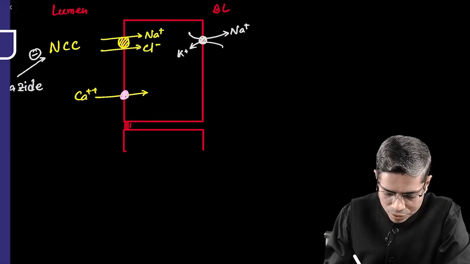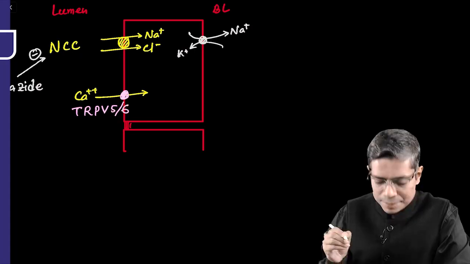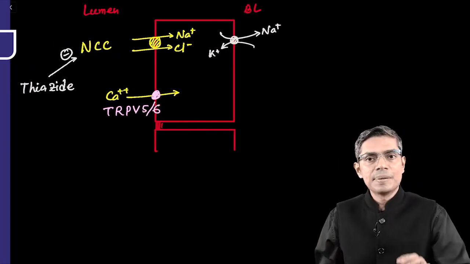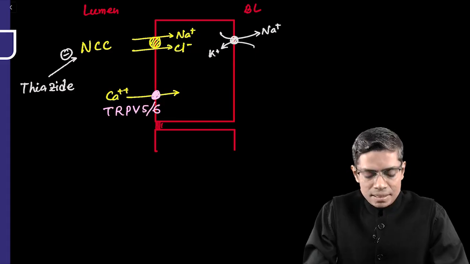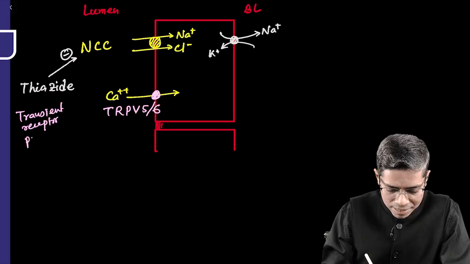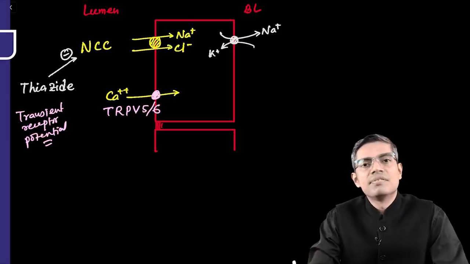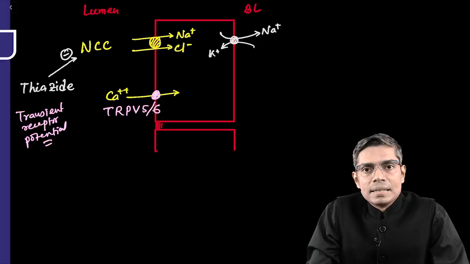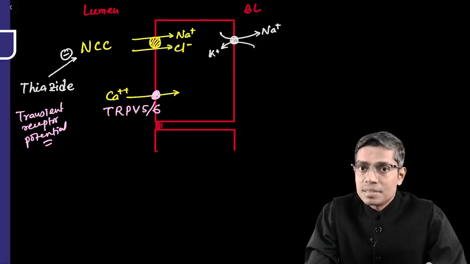Okay, this channel is known as TRPV5 and TRPV type 6. What is this TRPV? If you have already read the CNS, then TRP, that is the transient receptor potential channel, we call it a transient receptor potential channel, right? It has different subvarieties. Here it is V, Vanilloid, TRPV. Which subvariety? TRPV5 and V6.